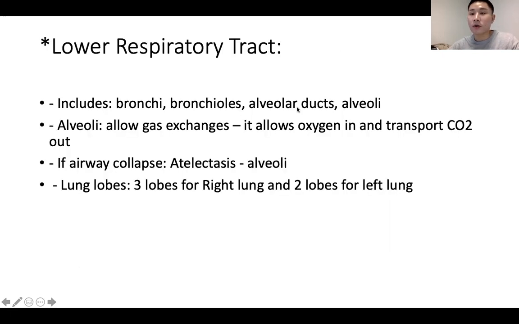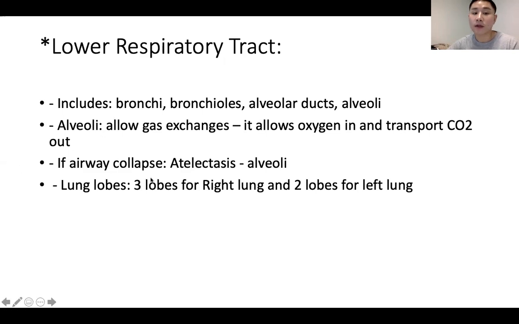All right, let's go ahead and get started. So like I said, we really need to focus on the lower respiratory tract. So we need to know what is included in the lower respiratory tract. The lower respiratory tract includes the bronchi, the bronchioles, the alveolar duct, and the alveoli. The most important things you should know are the bronchioles and the alveoli. The alveoli is what allows gas exchange. It allows oxygen in and transports the carbon dioxide out. It's like a tiny little sac in our lungs.